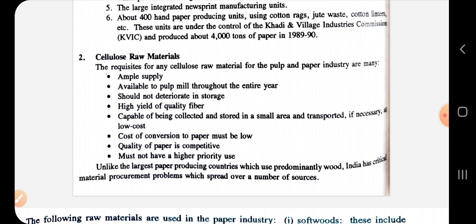High yield of quality fiber. We should be able to separate a high amount of fiber from that cellulose material, be it bagasse or wood or rice straws or whatever we want to use. Capable of being collected and stored in a small area and transported if necessary at low cost. So storage, handling and transport should be cheap and easier. Cost of conversion of pulp to paper must be low. Quality of paper should be maintained and it must not have a higher priority use.